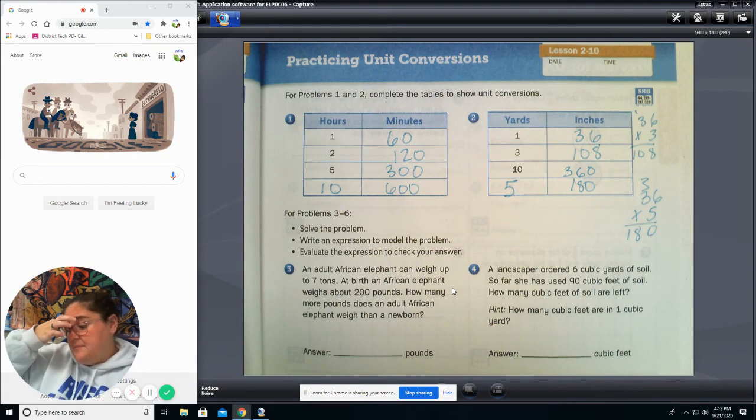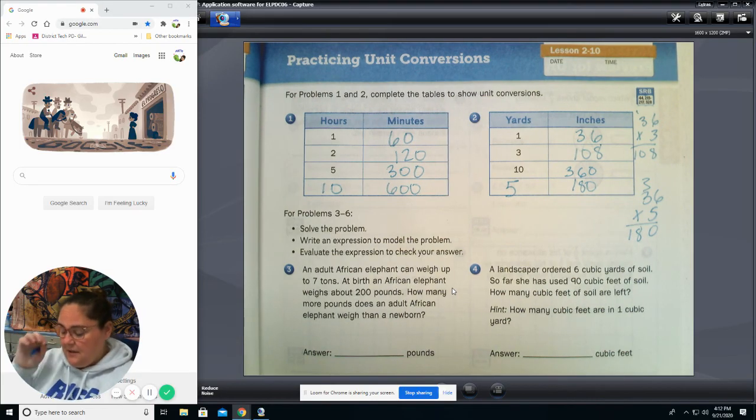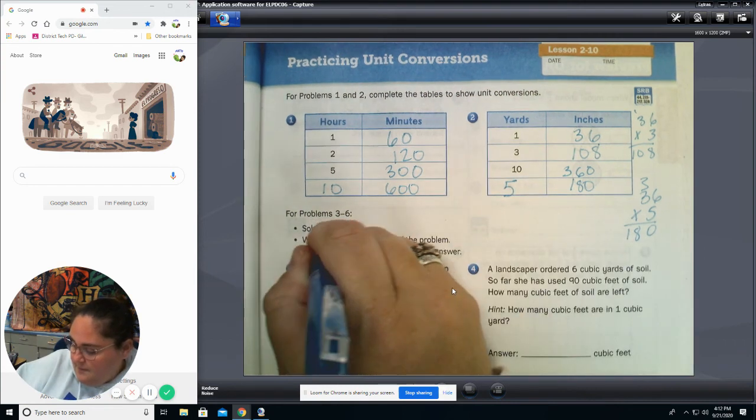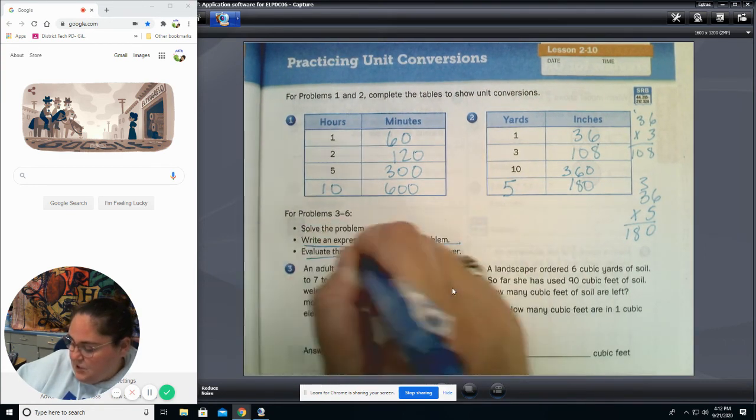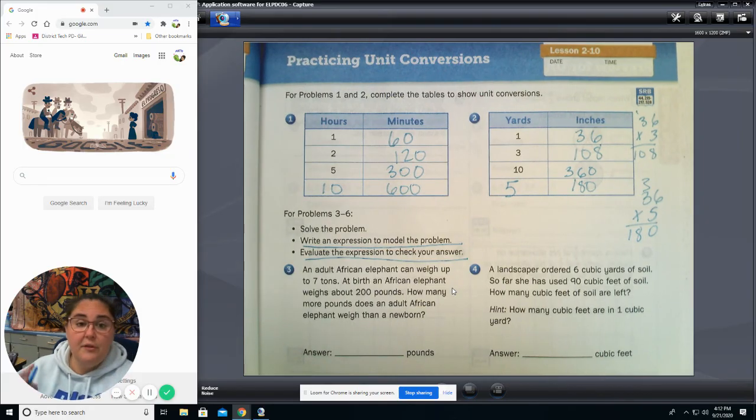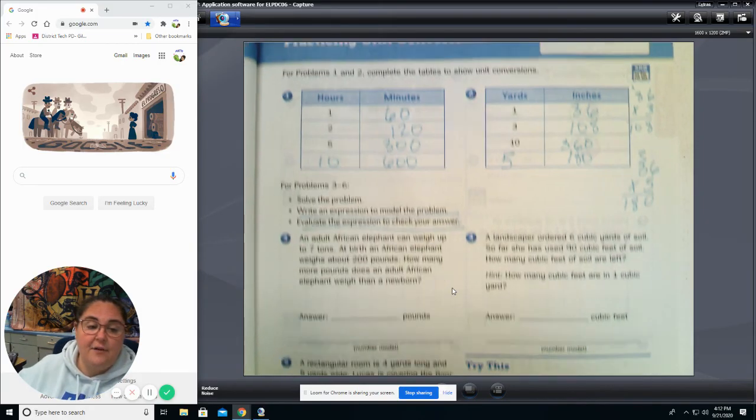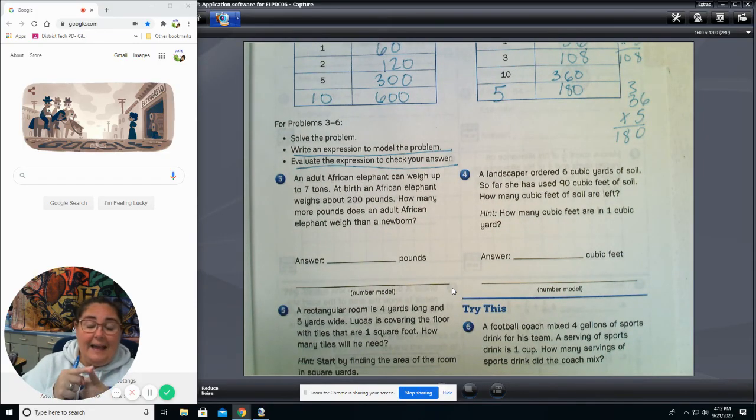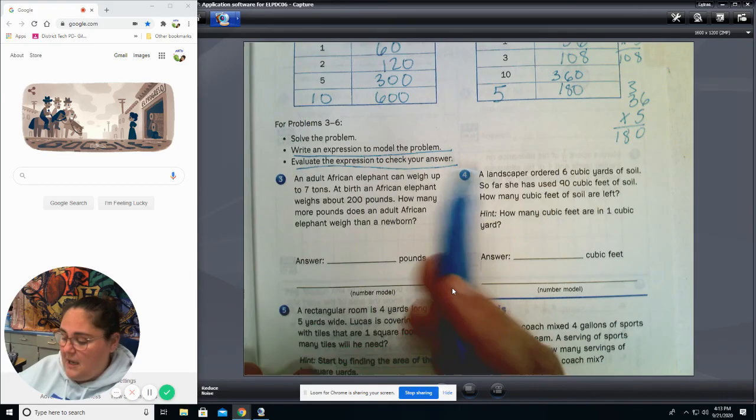So for problems 3 through 6, solve the problem. Write an expression for the problem. Write an expression to help you solve. So two things I have to have on these problems. First, I have to have a number model. A number model is a lot like an estimate, only a number model doesn't have to have an answer. But I do need to find my answer. Okay, so 2 things you have to have.